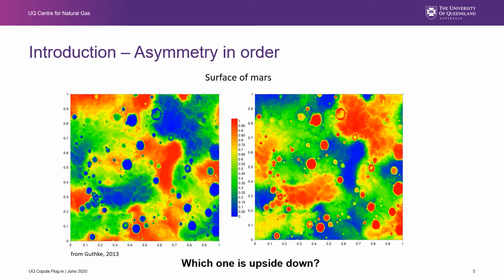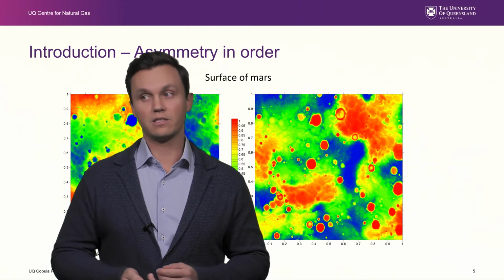In this case, again, the left side is the correct side. And you can see that those blue circles are craters, impact craters from asteroids. If the right-hand side was correct, that would be very strange mountains with a flat top, which again is not very natural.